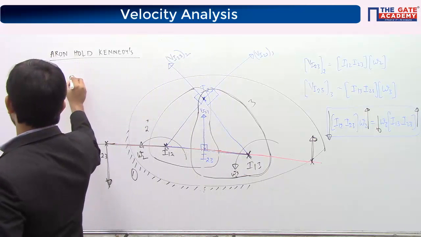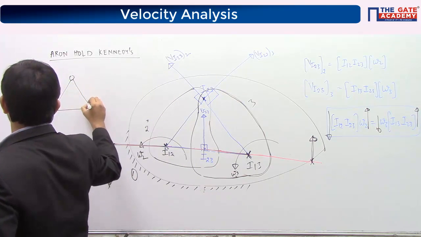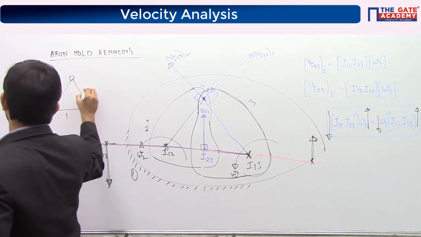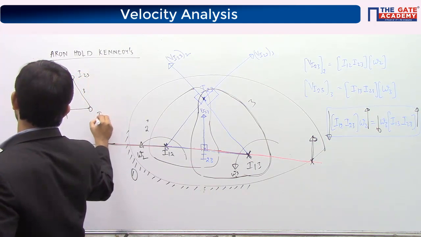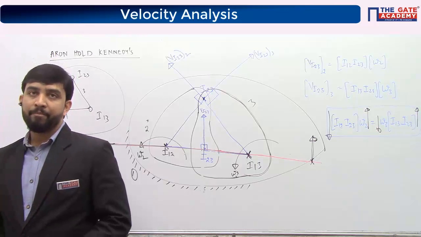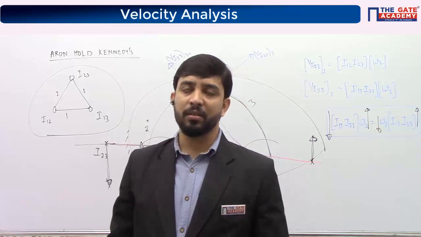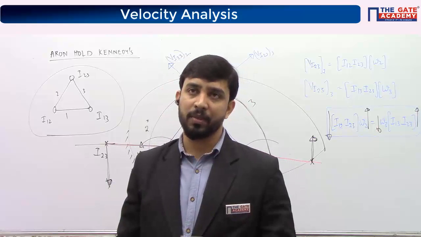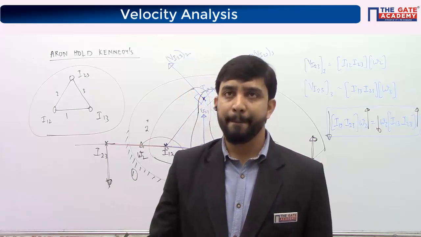Next, add one more statement. Whenever you encounter a case where the three I centers are not collinear, it means that there is no relative motion among those three links. Okay. So 1, 2, 3. So this is I12, this is I23, this is I13. You can see the three I centers are not collinear. So whenever the three I centers are not collinear, it means that there is no relative motion among themselves. If there is relative motion, the three I centers should be collinear.